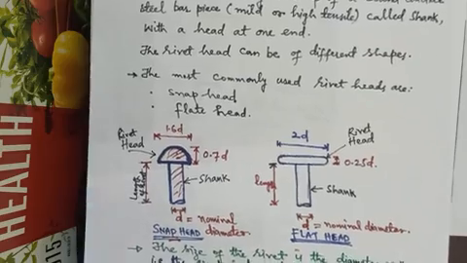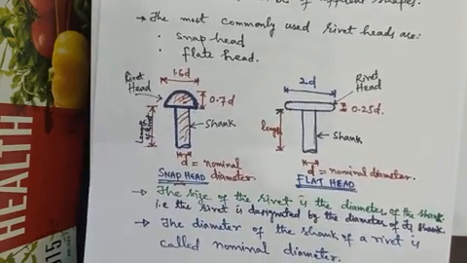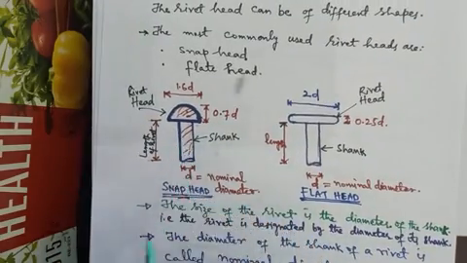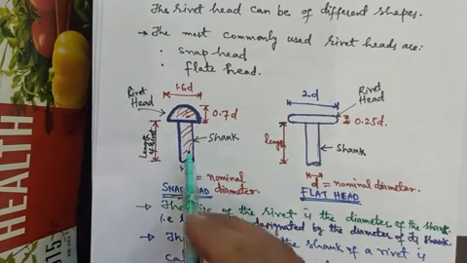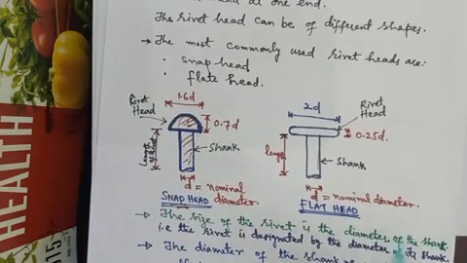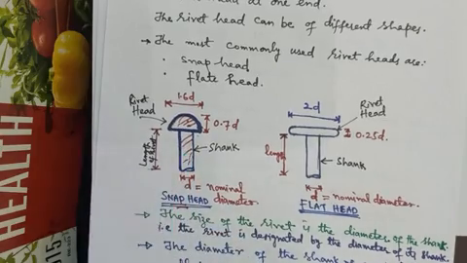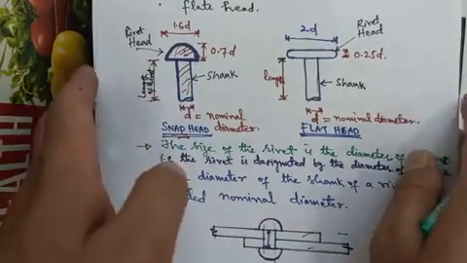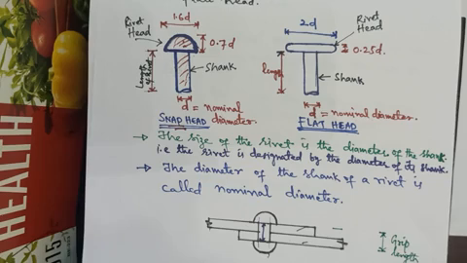The rivet is designated by the diameter of its shank. That is, the designation of the rivet is given by specifying the diameter of the shank. And the diameter of the shank of a rivet is called the nominal diameter. But this nominal diameter is the diameter of the shank of a rivet in unheated condition.